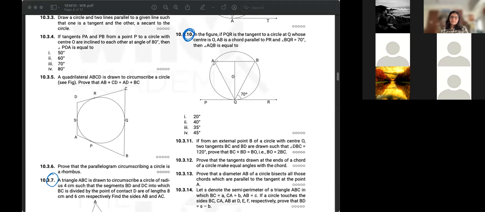So PQR is a tangent, AB is the chord parallel to the tangent, and you are given this angle is 70. You need to find AQB. You need to find this whole angle.